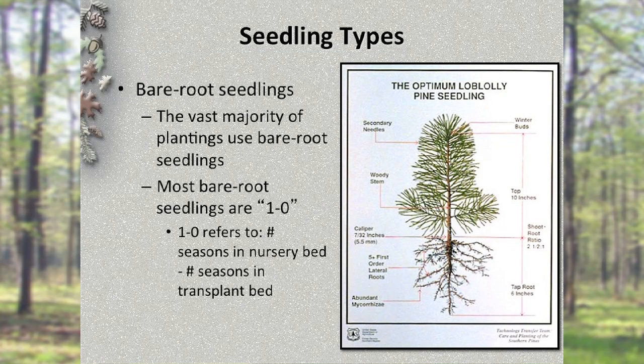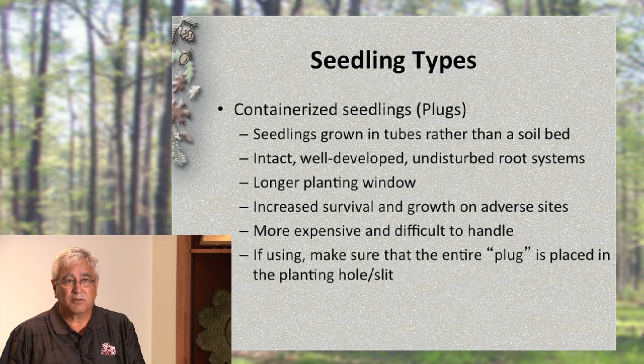The seedling types that we typically use, the majority of it is actually bare root seedlings. These are typically 1-0 stock. The 1 in that 1-0 refers to the number of seasons in the nursery bed. The second number refers to the number of seasons in the transplant bed. The depiction on the right-hand side of the slide shows what you can expect in terms of an ideal seedling, height-wise, root system-wise, first order lateral roots, as well as the root-shoot ratio, in order to have a good quality bare root seedling to place in the ground.